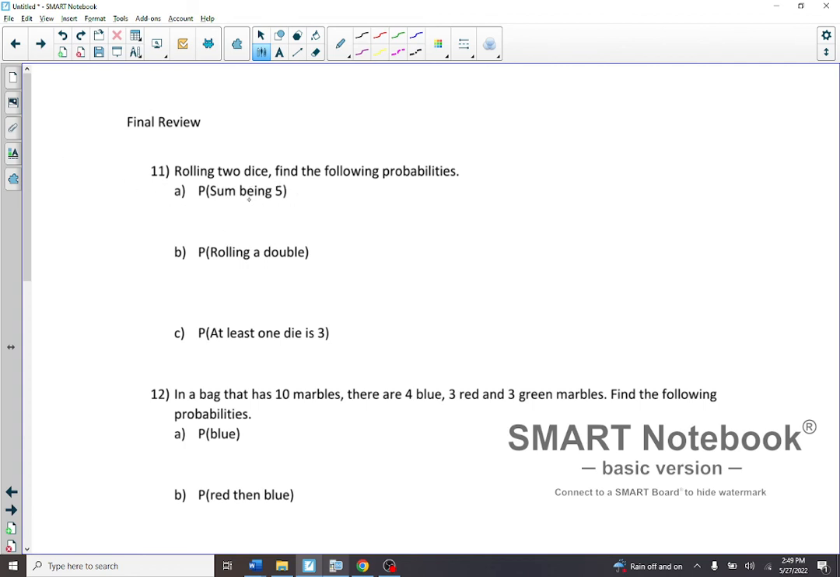For rolling 2 dice, what's the probability of the sum being 5? So first off, what is the total amount of 2 dice? 6 times 6 means you have 36 options in total. So the sum being 5, so that's 1 plus 4, that's 4 plus 1, that's 3 plus 2, that's 2 plus 3. There's no other way to get 5, so that's going to be 4 out of 36. So 4 out of 36, we could reduce that to 1 over 9.